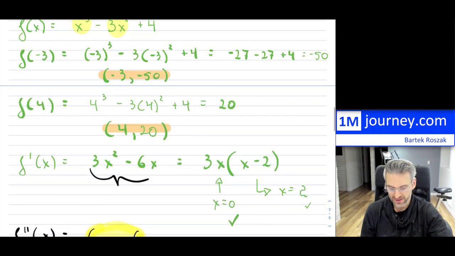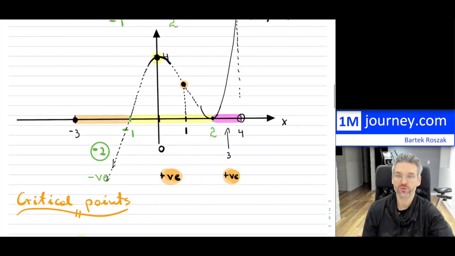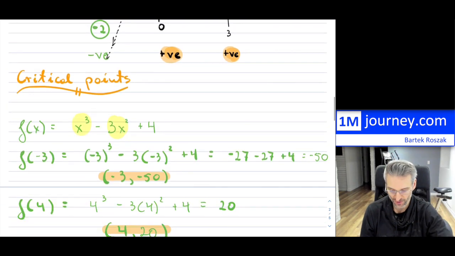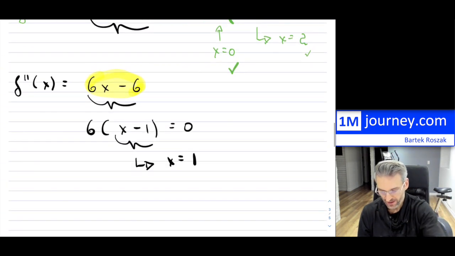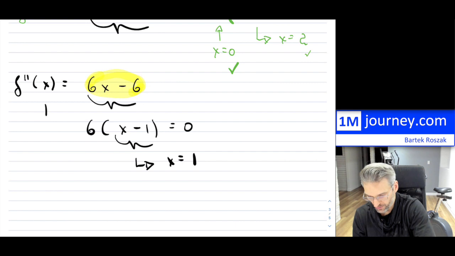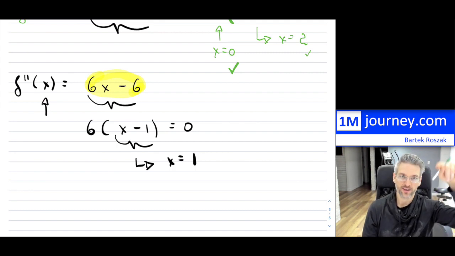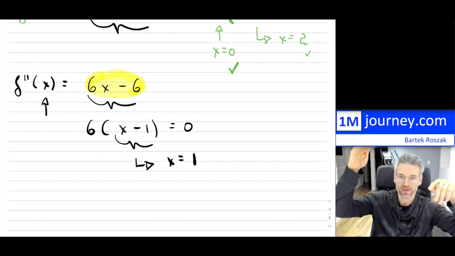How about at the other point? At the other point, at 2, is that concave up? Yes. If you substitute 2 into here, you're going to get 6 times 2, 12 minus 6, which is 6. So it's positive. So indeed, it is a local minimum. So a local maximum and a local minimum.